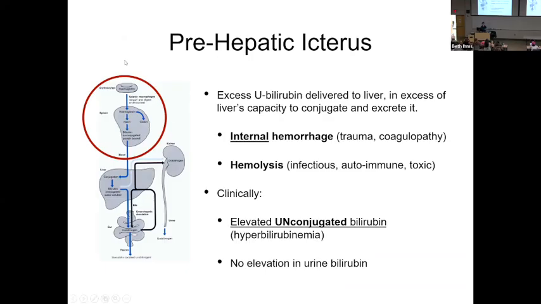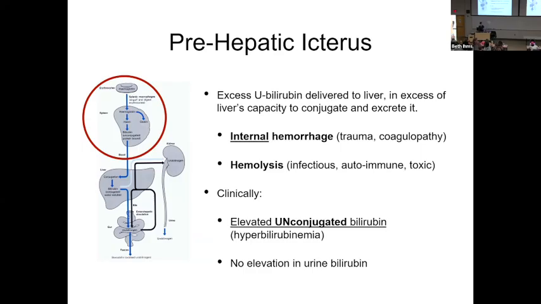Prehepatic, so too much incoming bilirubin, liver can't deal. Liver is normal. Two major causes of this: internal hemorrhage, so we're bleeding inside and those blood cells break down and we're reabsorbing them because we need the iron, we need the protein, we need all that stuff. So we've got a lot of broken down red cells that we have to process real quick.